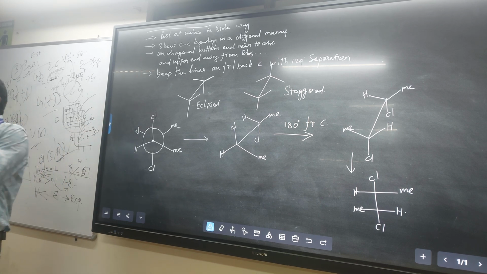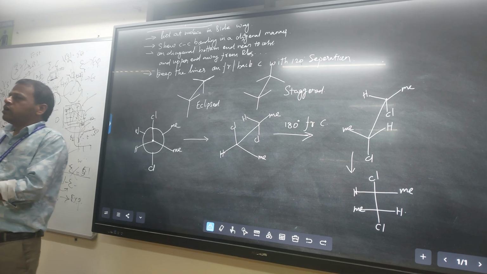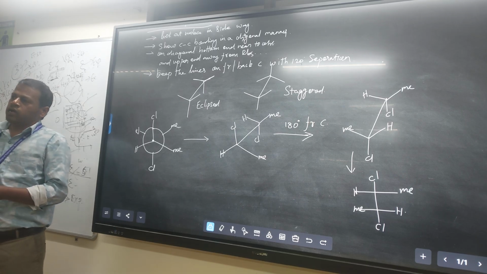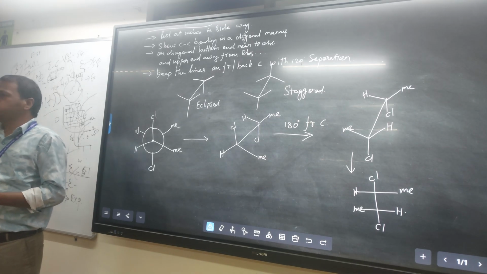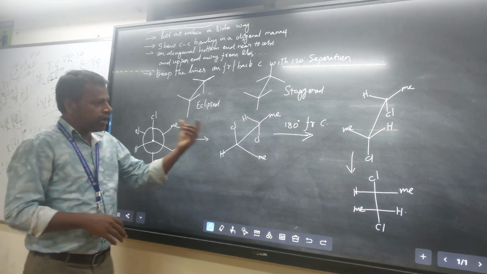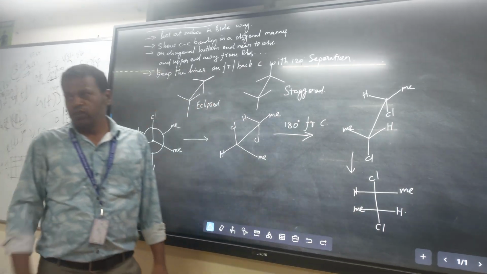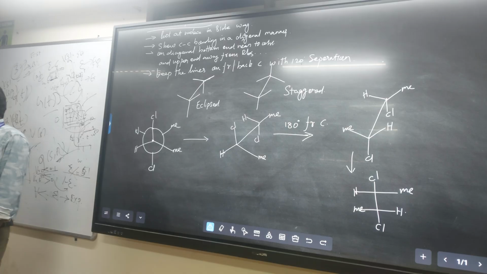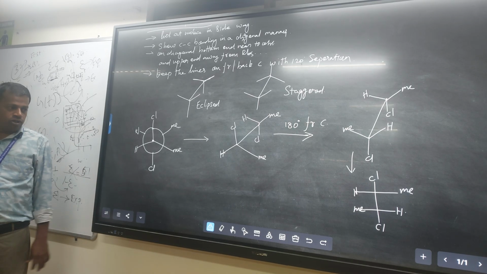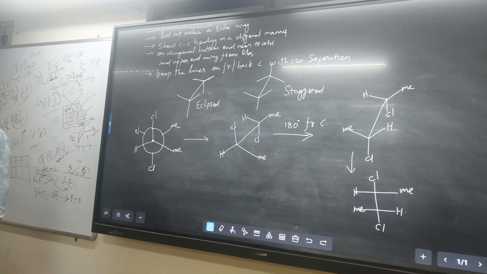Any doubt for Newman projection, Sawhorse projection, Fischer projection? Fischer projection is a flat projection. Newman projection is a ball and stick model, and Sawhorse projection is a stick model. Newman, Sawhorse, Fischer projection. Now we move to isomerism.